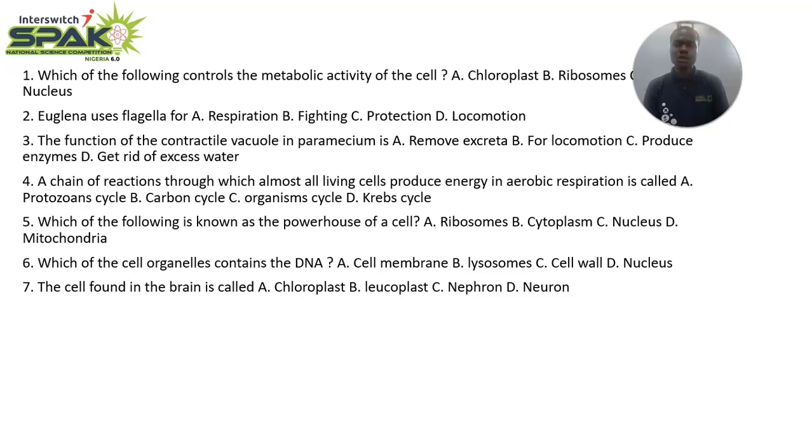And neuron, the neurons are the specialized cells of the nervous tissue, of the nervous system, that store information and carry messages within the nervous system and between the nervous system and every other part of the body. So the neuron is the cell here that is found in the brain. Of all the four, the neuron is the only one that is found in the brain. Even leucoplasts, when you check very well, you discover that they are found in plants as well. Like I said, plants do not have a brain.